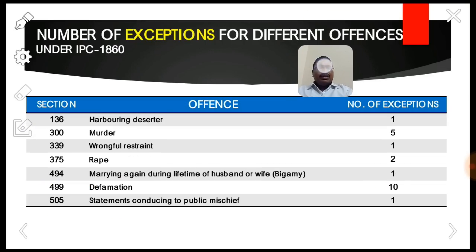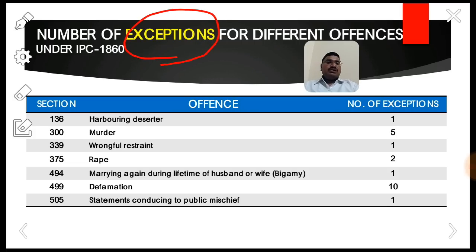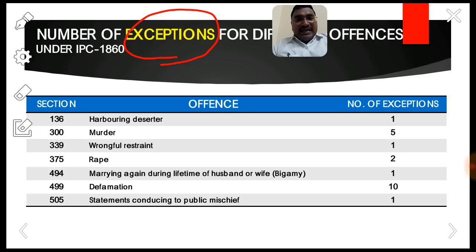The next chart is related to the number of exceptions available for different offences under the Indian Penal Code 1860. This table also comprises 3 columns: section, offence and number of exceptions. Section 136 harboring deserter, 300 murder, 339 wrongful restraint, 375 rape, 494 marrying again during the lifetime of husband or wife, bigamy, 499 defamation, 505 statements conducing to public mischief have certain exceptions. These 7 sections have certain exceptions.